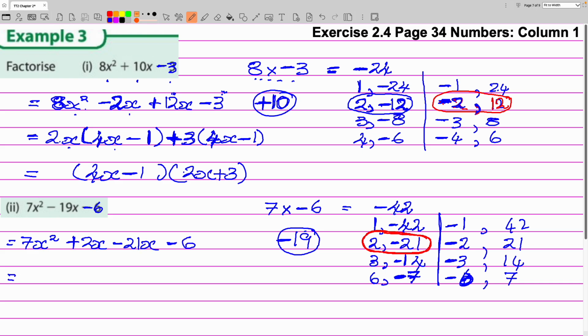Now we factorise in pairs. x is a common factor, leaving us with 7x plus 2. Put in the traditional minus sign, leave a space, and it repeats in the second bracket. Then ask yourself, what's the common factor for 21 and 6? The answer is obviously 3. What's minus 3 on plus 7? It's minus 21, so it works. It matches the minus 21 up there. So we know it's right. And now we can finish it off: 7x plus 2 and x minus 3.